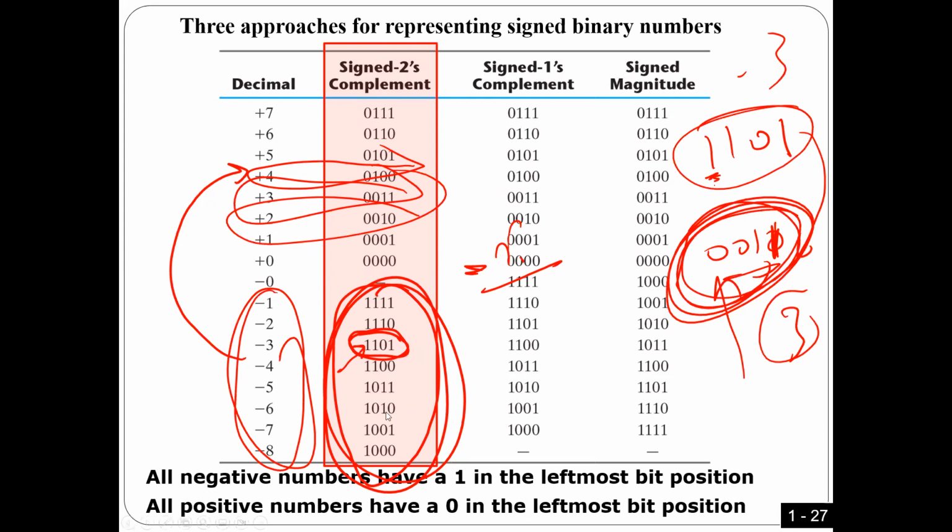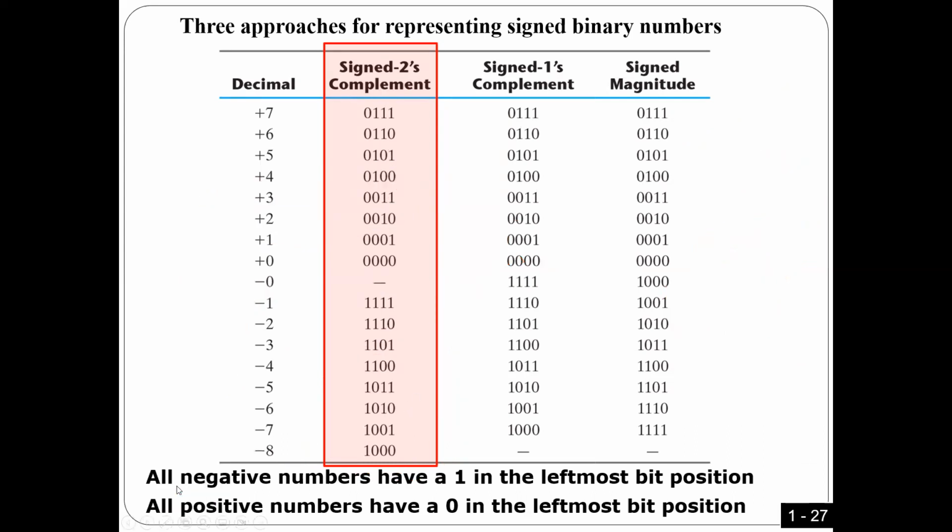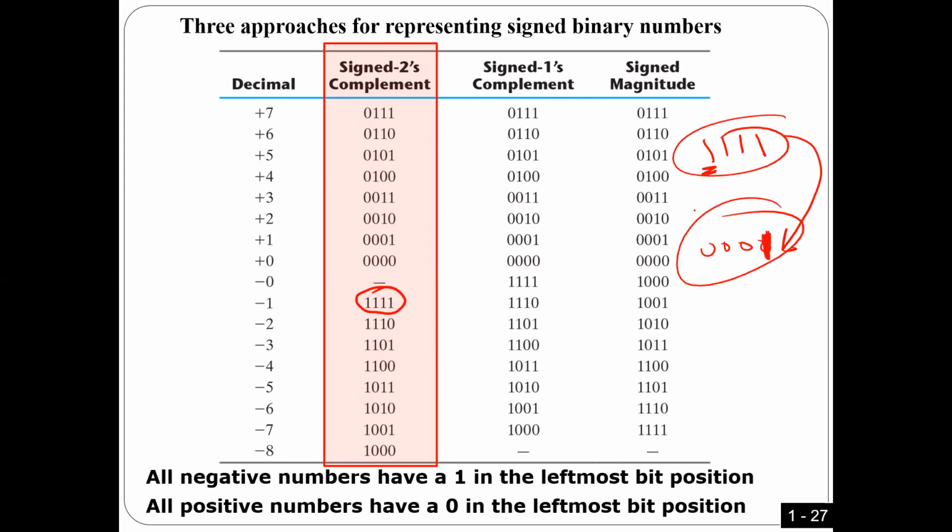Let's have another example here. For example, if you have this one here, 1, 1, 1, 1, this is a negative number. So let's get the positive version of this number by calculating the 2's complement. I flip the bits and then add 1. So that means these two numbers are the same in magnitude, but this is negative and this is positive, right? Because this is how 2's complement works. So if this is positive 1, this one should be negative 1.